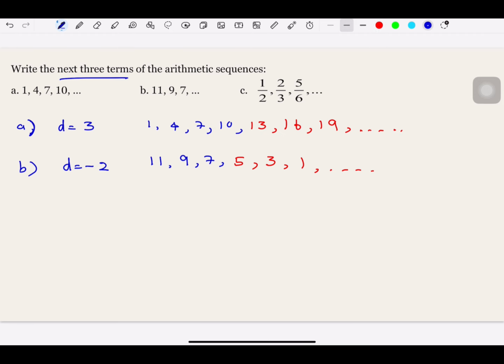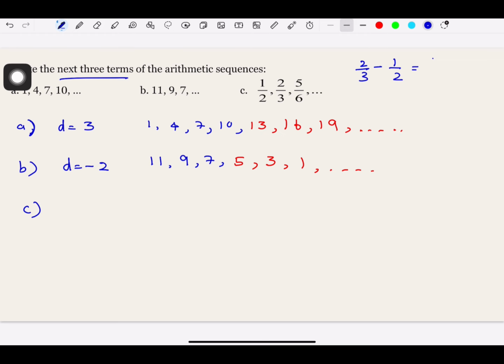Next, let's take a look at this sequence. You have to get the difference between these two numbers. If you want, you can use your calculator. I'm going to do the calculation here. You have to subtract half from 2/3. So let's find the common difference.